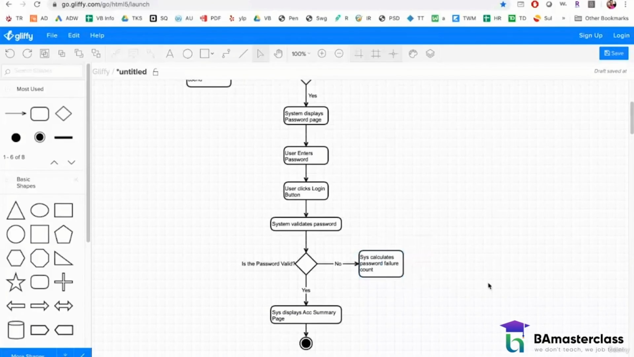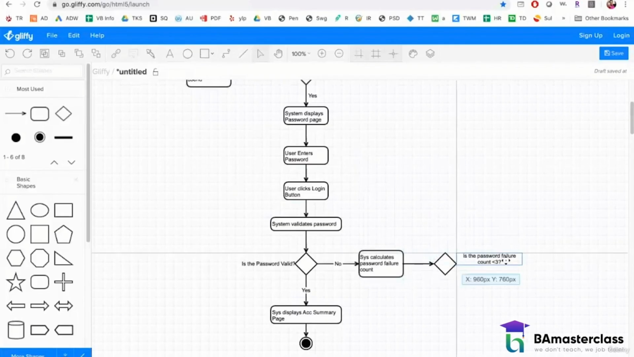After you calculate the password failure count, is there only one outcome or is there more than one outcome? Decision. Exactly, right? So every time you have more than one outcome, you simply put a decision. That's what I want you to understand. What is the question that I ask in the decision? Is the password failure count less than 3?